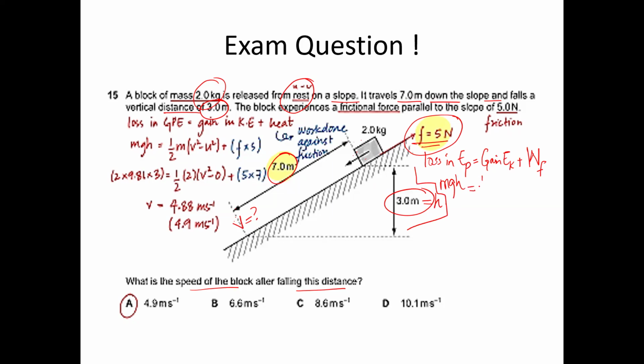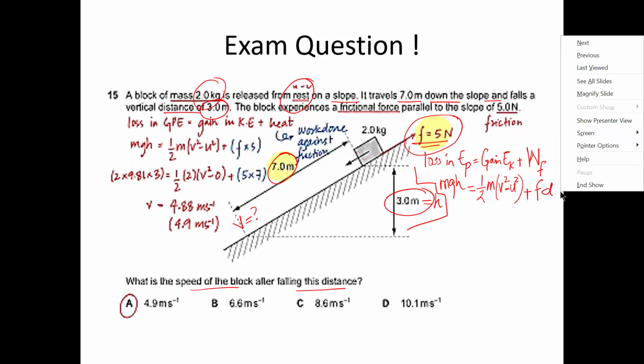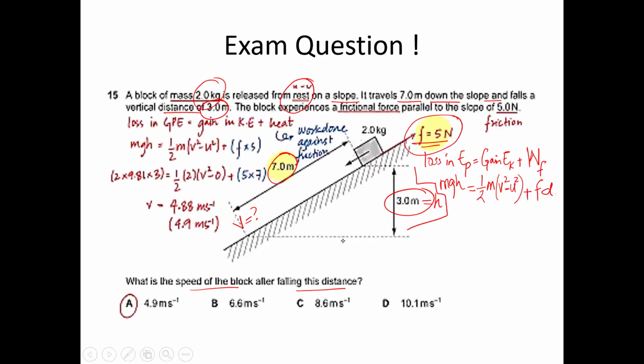Gain in kinetic energy will be set as half m, v squared minus u squared, plus what will be the work done against the friction? The work done against the friction will be equal to the frictional force multiplied by the distance covered over the ramp. Because work of any kind will always be formed from its basic formula, that is force multiplied by distance. So in this regard, what are we going to do?